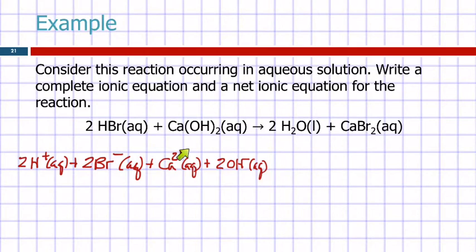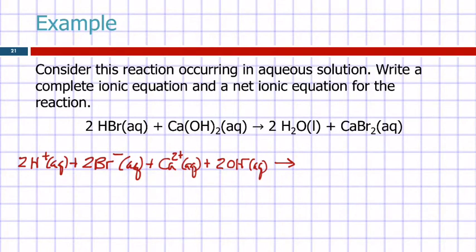Because in this one unit, there's 1 calcium ion and there's 2 hydroxide ions. If you pay attention to the formulas and write these down, then it'll be balanced all by itself. Otherwise, you have to go back and balance it.